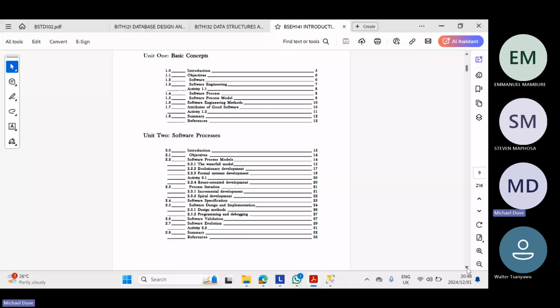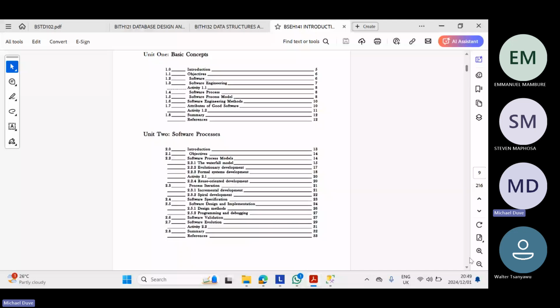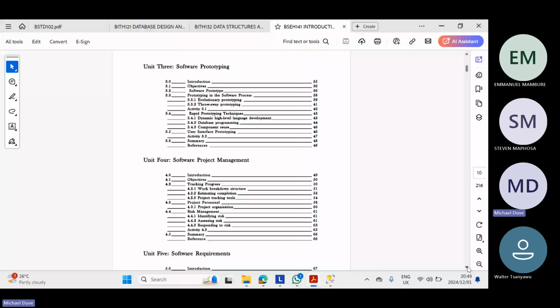So the steps that you need to follow when designing software: you need to program, debug, do software validation, and do software testing, right? Those are some of the things we need to look into. Then software prototyping. You design something as a program, give it to the end users, they test it and tell you what you need to adjust. When you have adjusted it, you send it back and say, can you add this, remove this? That's prototyping. Then software project management.